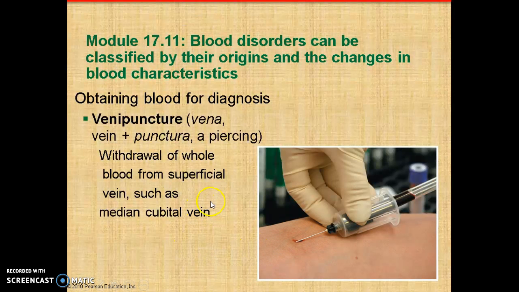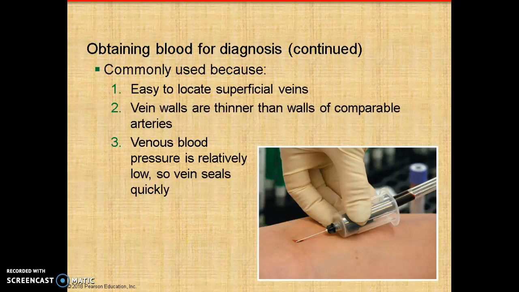Blood disorders can be classified by their origins and the changes in blood characteristics. So, first you've got to draw some blood. The phlebotomist will draw the blood. It is a process called venipuncture, and you're withdrawing from the vein. There's too much pressure in the artery to withdraw from the artery. So you're going to withdraw from a superficial vein. The superficial veins are easy to locate. The vein walls are thinner than artery walls, so it's easier to get the needle through. And venous pressure is low, so the vein will seal quickly.